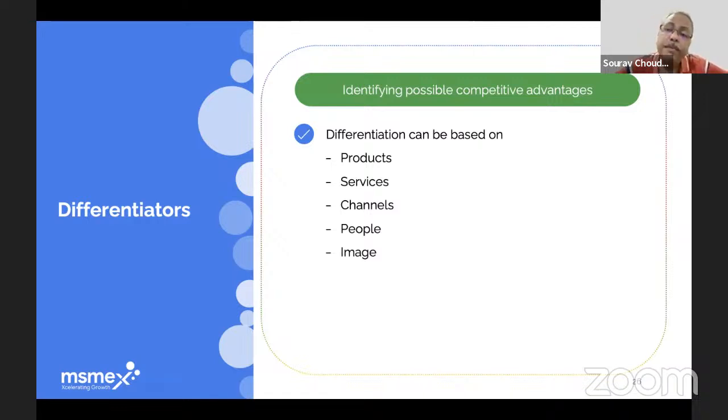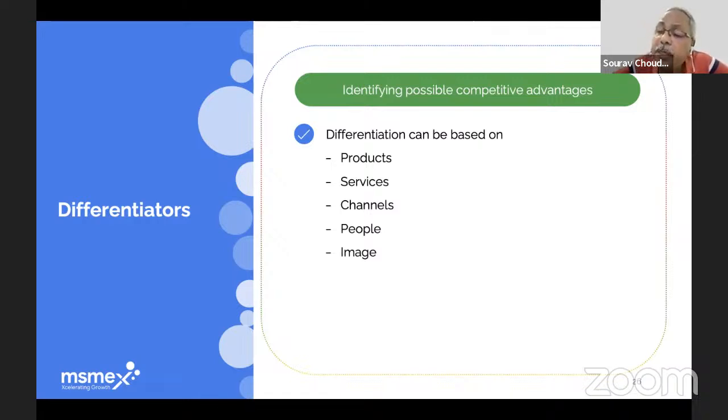Channels. Where do you find the product? There are some brands like possibly Louis Vuitton, Gucci. They always sell in premium stores, in premium malls. You will not find a Gucci bag in a normal store in your mohalla. You'll possibly have to go to a great mall in Delhi or Bombay or Bangalore or Calcutta or Chennai to find that Gucci or a Louis Vuitton brand. So the channel also can be a differentiator.